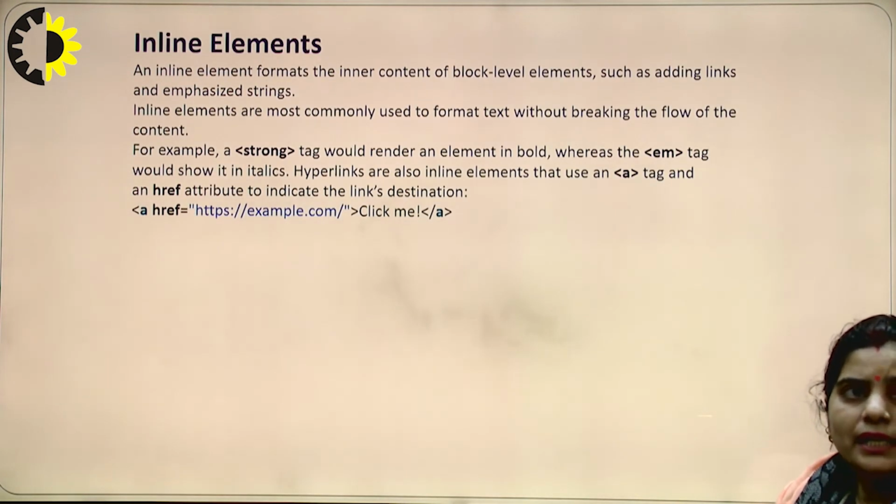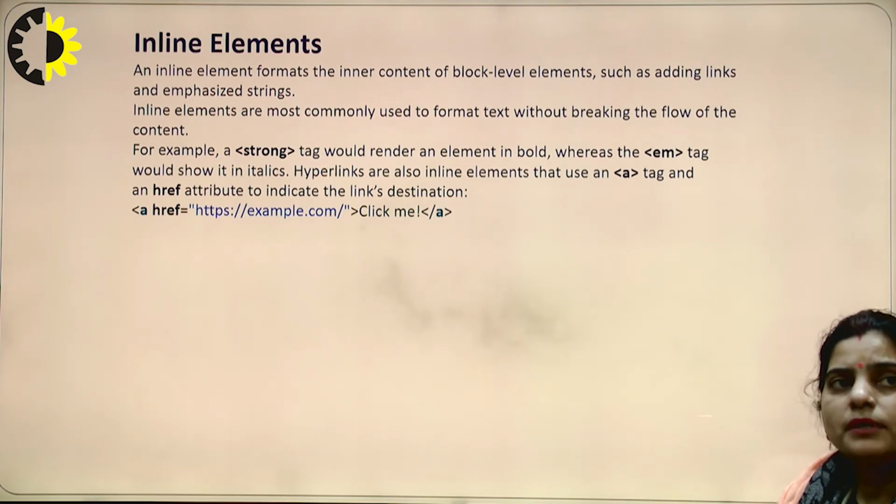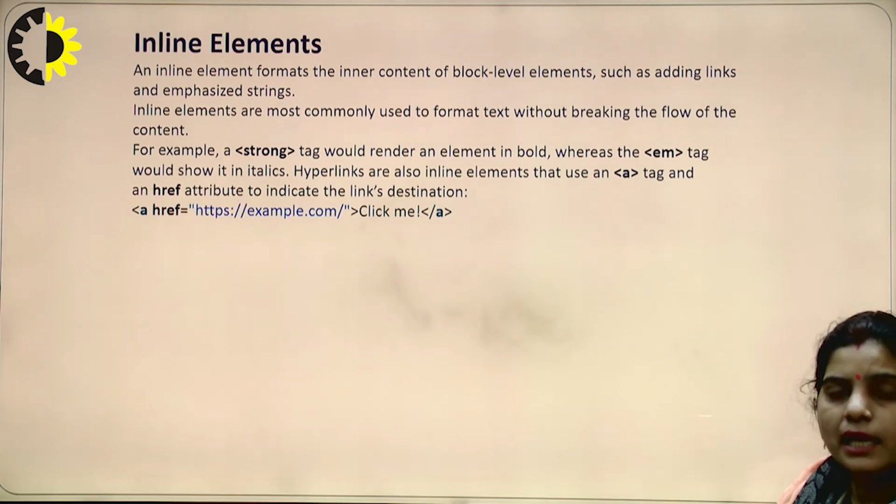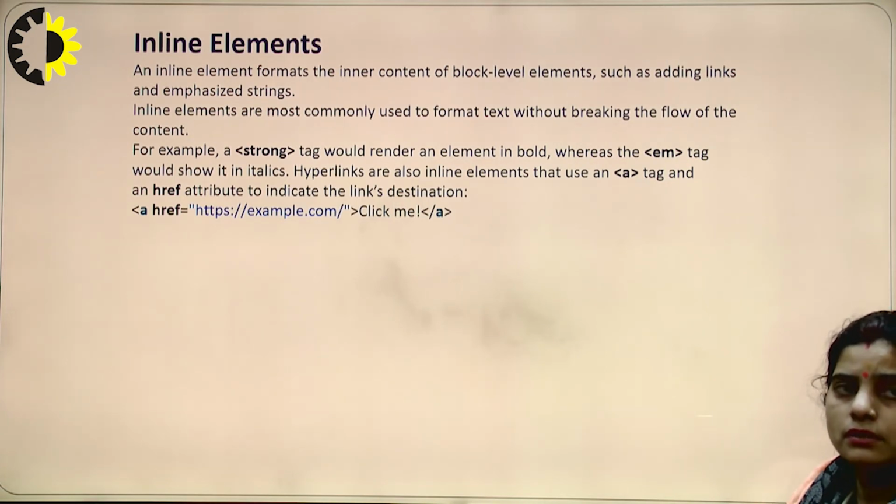Now, what are the inline elements? Basically, inline elements format the inner content of the block level elements, such as adding links and emphasized strings. They are most commonly used to format the text without breaking the flow of the content. For example, a strong tag will render an element in bold, whereas the em tag would show it in italics, and hyperlinks are also inline elements which we use with the help of the anchor tag.